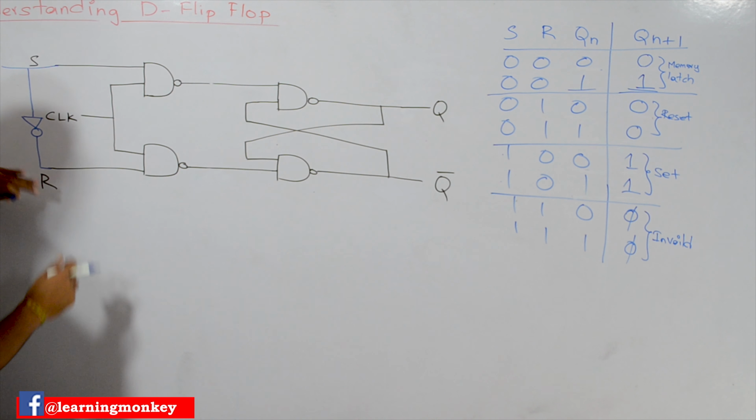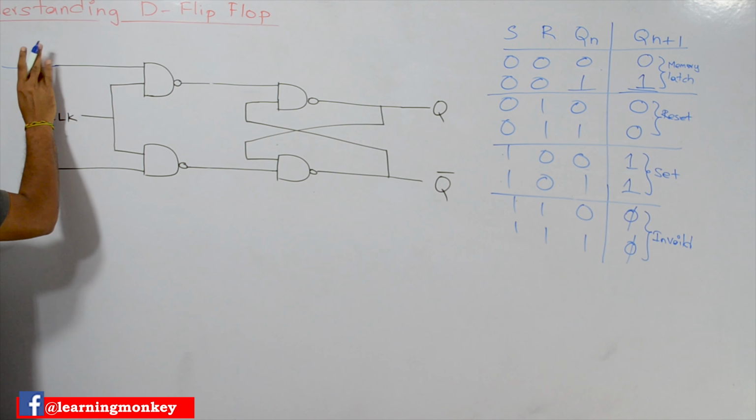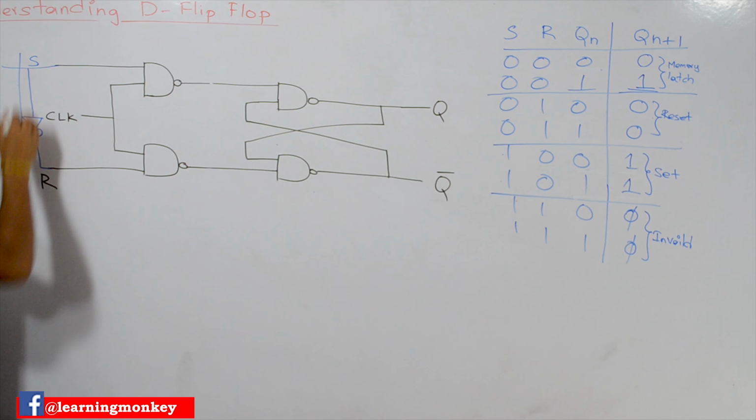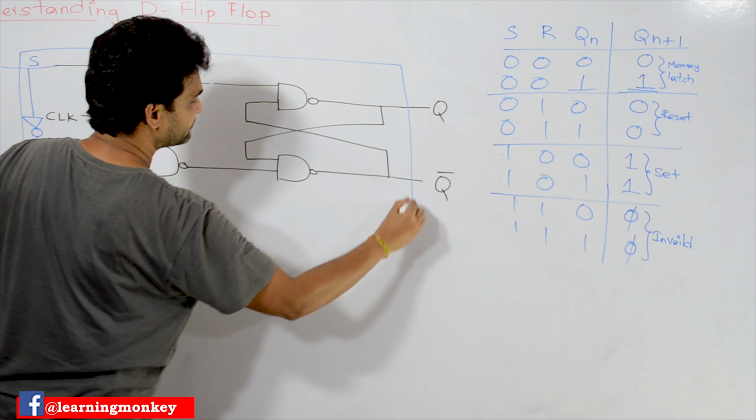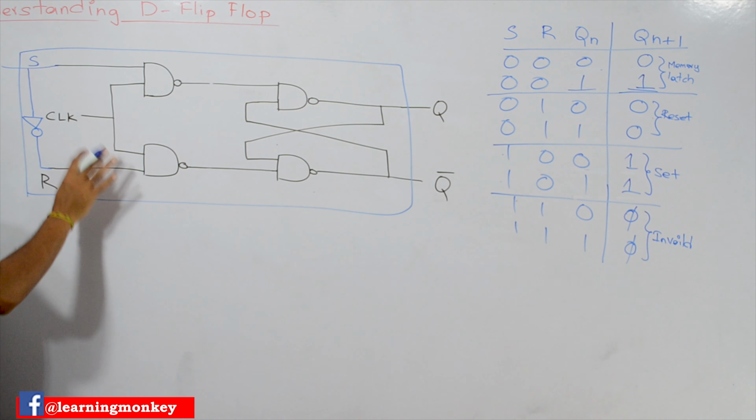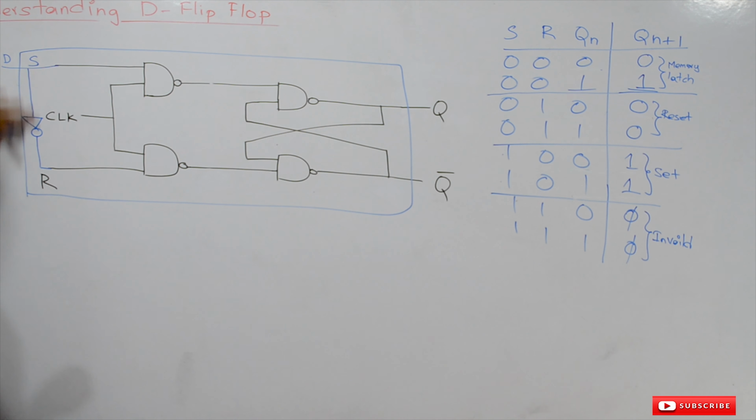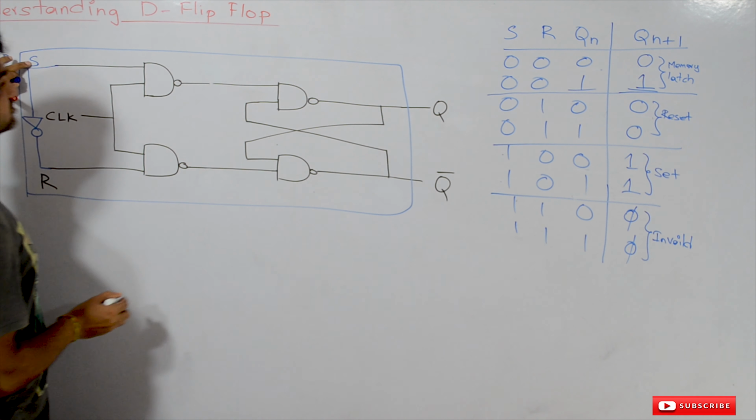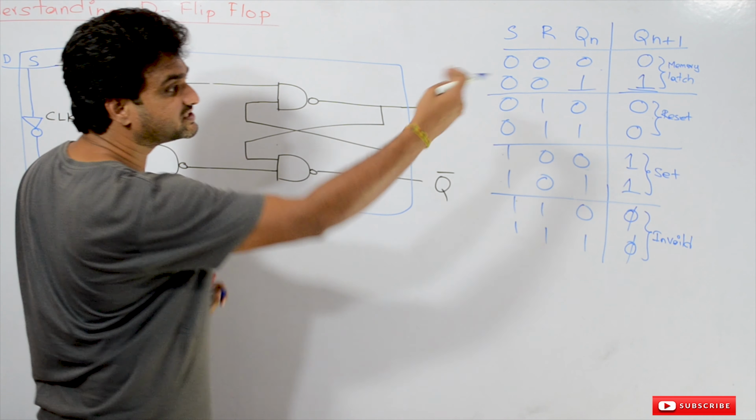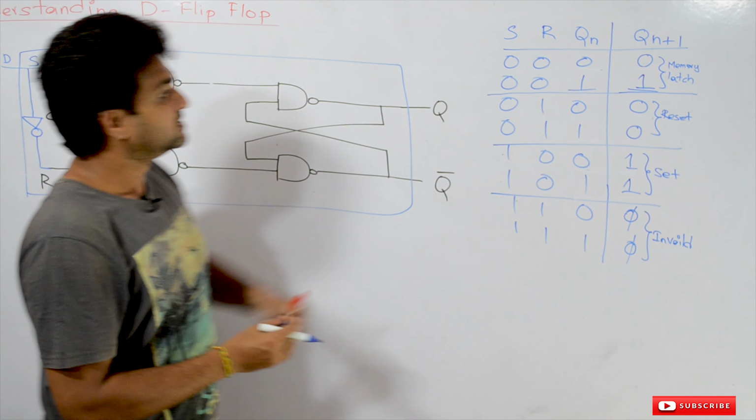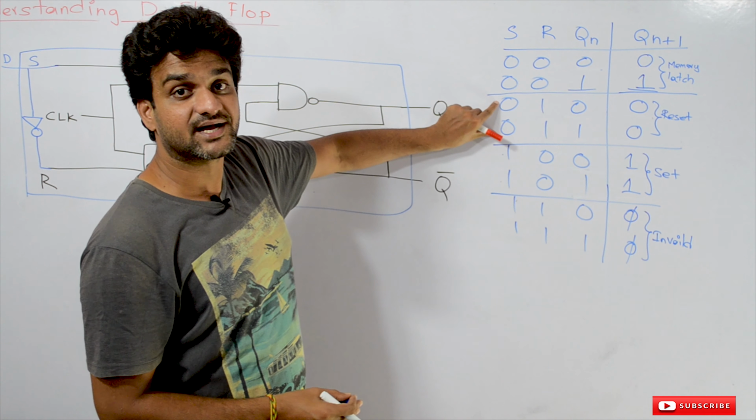It is not SR anymore. This entire thing will be within this box, and this is what we call the data input, D. Now whenever we give D equal to 0, it is going to generate S equal to 0 and R equal to 1. Q, the previous output, can be 0 or 1, so these two cases will be considered.